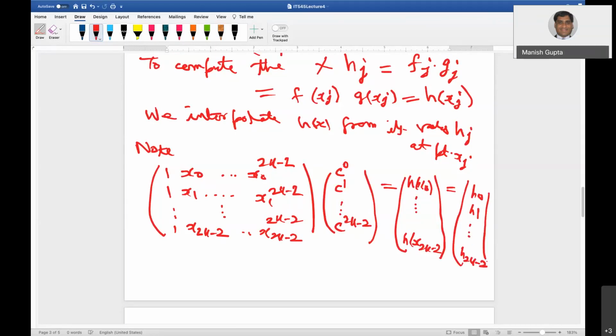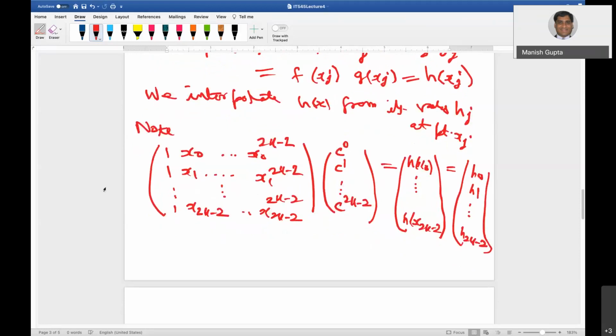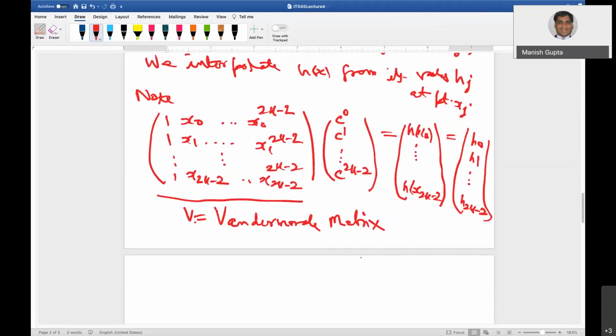So now note that this matrix is a very special matrix. Do you know what is the name of this matrix? Any idea? Yes, Praveen, Komal, anyone, Ashish? Have you seen this kind of matrix? One row or column is all ones, then the values x0, x1, up to x_{2k-2}, then square, then cube, up to 2k minus 2 powers. Yes, sir, I have seen this matrix, but I don't remember its name. Okay, its name is the Vandermonde matrix, a very famous matrix. As long as the xi's are distinct, this matrix is invertible, and we can compute the determinant easily.